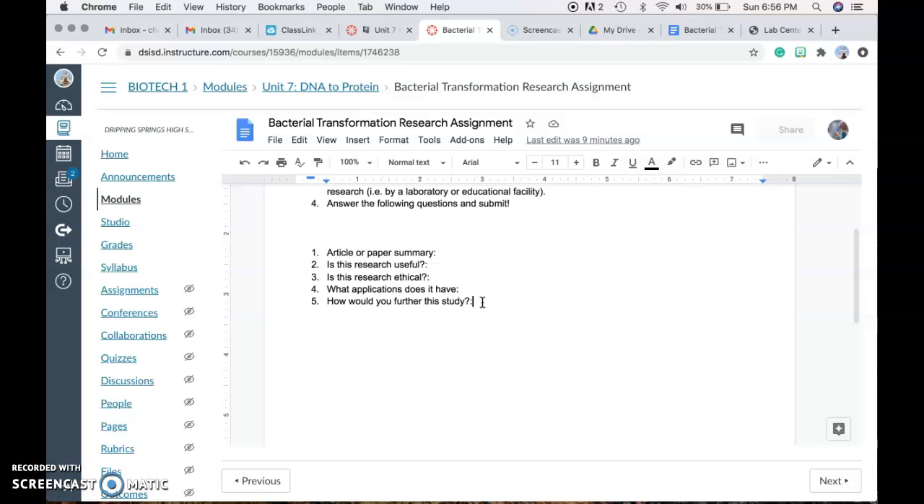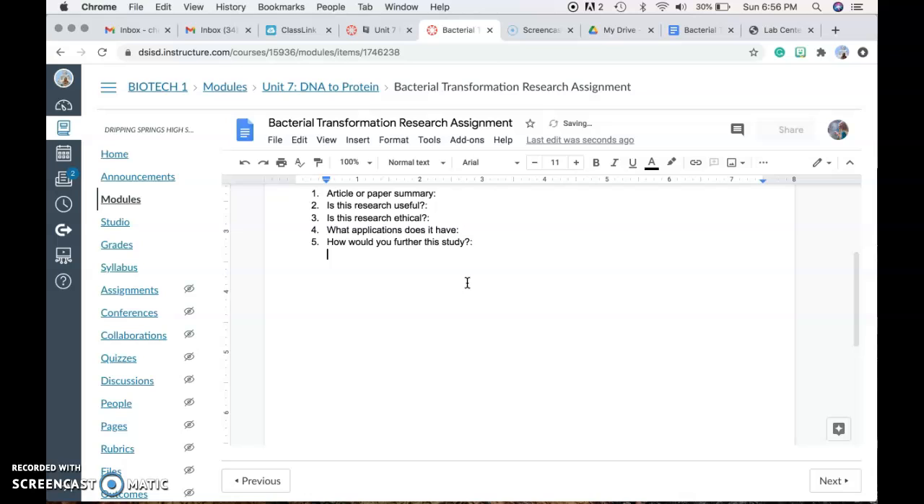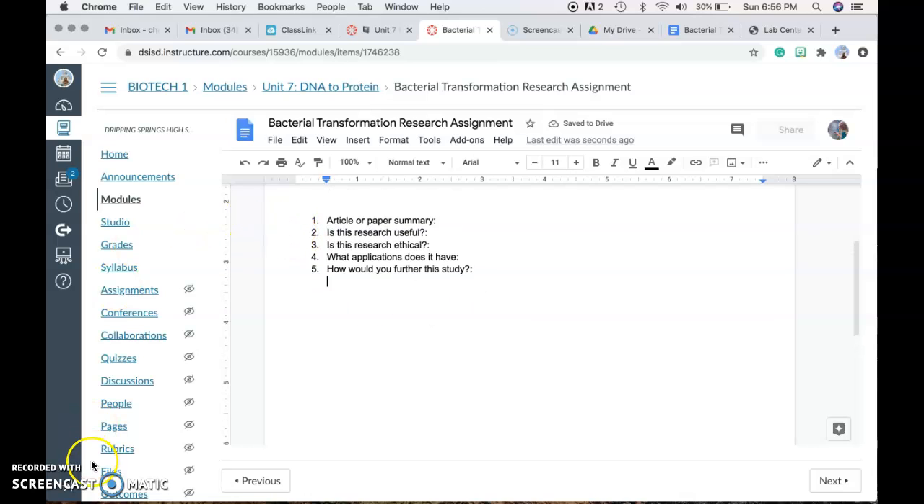So after whatever they're trying to figure out, whatever they conclude, how would you take that information and further it? So are there questions left unanswered? If you don't feel like there are any questions left unanswered, I would like to know where you would apply this study in real life. So once you finish this, go ahead and submit it, and that's all you are doing for today.